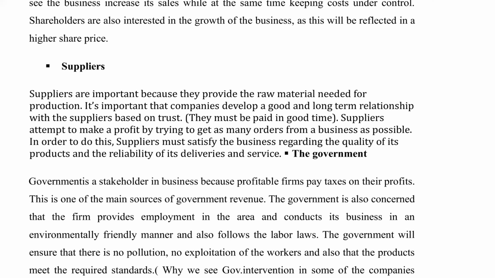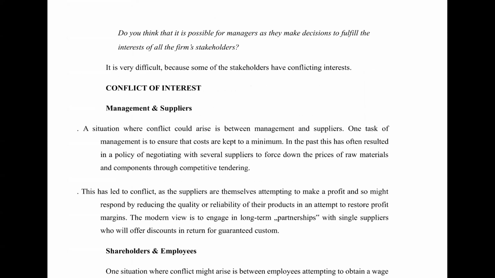Okay. Now, do I have any question? Is there any question? On the stakeholders, there is no question.